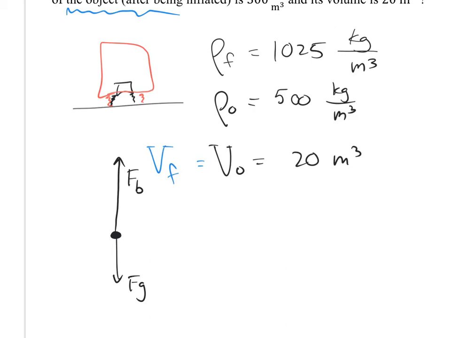Draw an arrow upward, please. Make it longer than this arrow downward, and label it FB for force due to buoyancy. Why do I know the buoyant force is greater than the weight? Answer that question for me. Why do I know the buoyant force is greater than the weight? Come on, you can figure it out.